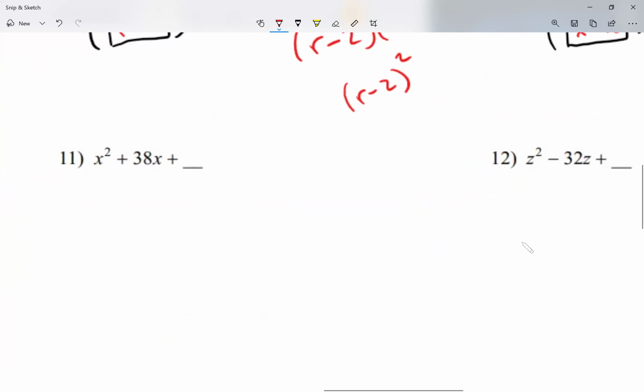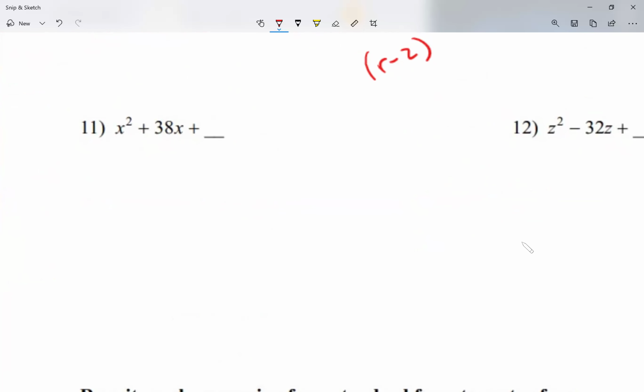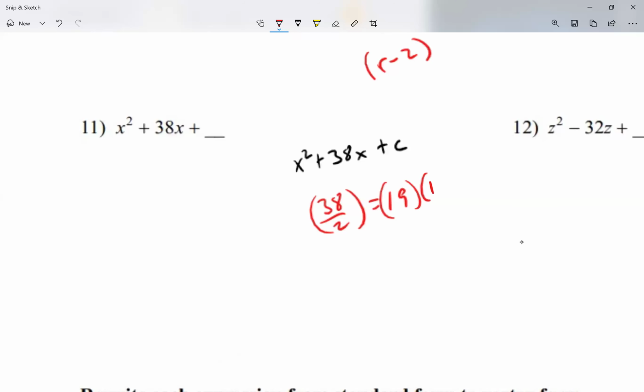Okay, now let's take a look at number 11. First, I start asking myself, okay, x squared plus 38x plus c. What will be the value that completes this square? So I think, well, the half of 38 is 19. And I know 19 times 19, I know that's 361. So the value that completes the square is 361.